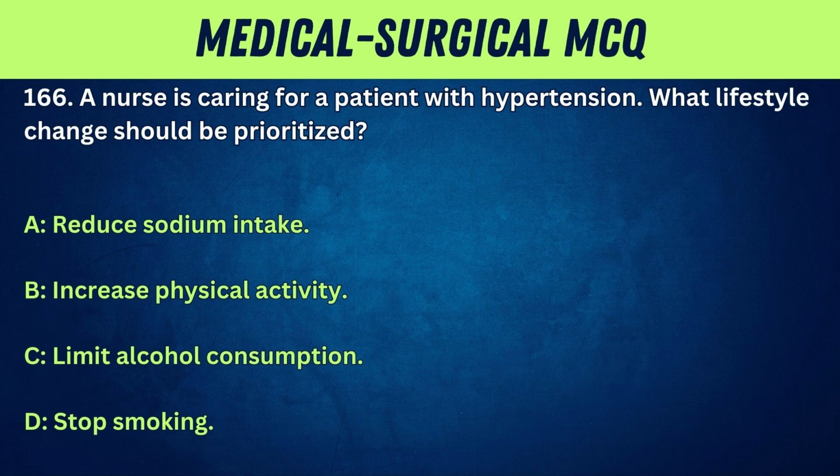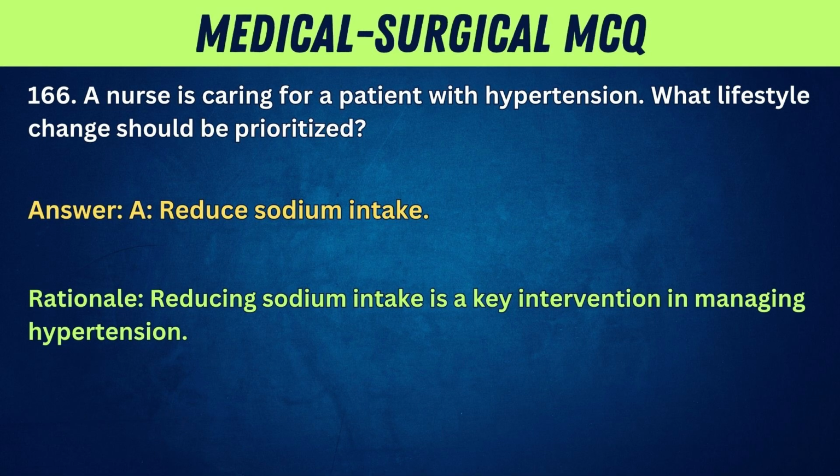166. A nurse is caring for a patient with hypertension. What lifestyle change should be prioritized? A. Reduce sodium intake. B. Increase physical activity. C. Limit alcohol consumption. D. Stop smoking. Answer: A. Reduce sodium intake. Rationale: reducing sodium intake is a key intervention in managing hypertension.